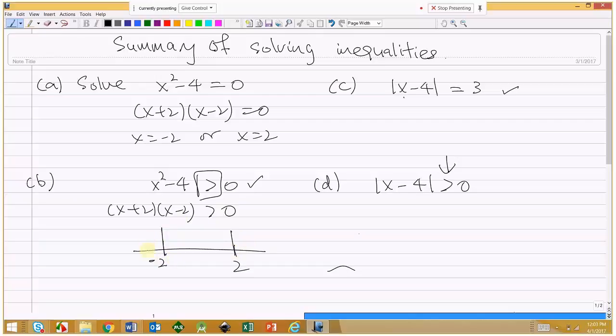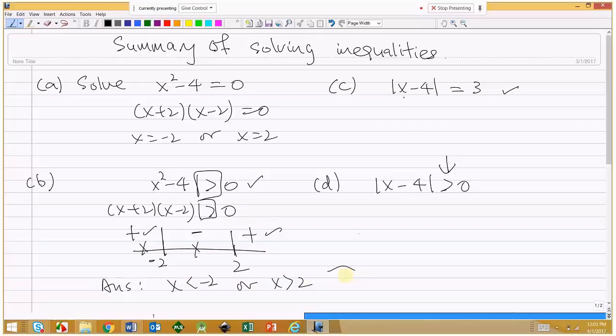Then we use a value of x less than -2. Let's say -3. So -3 plus 2 is -1, times -5. -1 times -5 is positive. So use a value of 0 to test, negative, then it's positive. So we want greater than. Greater than is these two regions. So your answer is x less than -2 or x greater than 2. Okay, this is a summary of what we have learned.